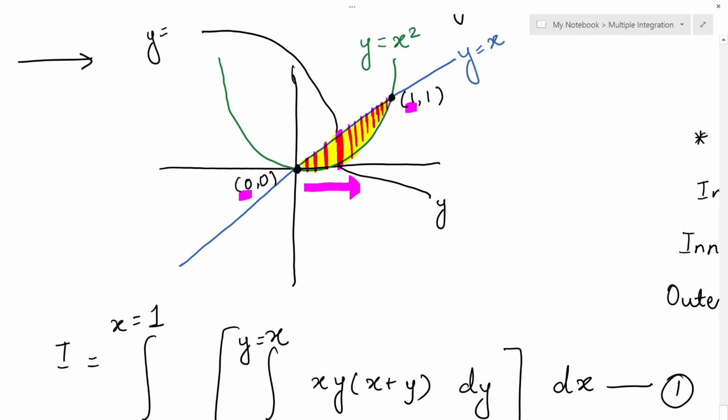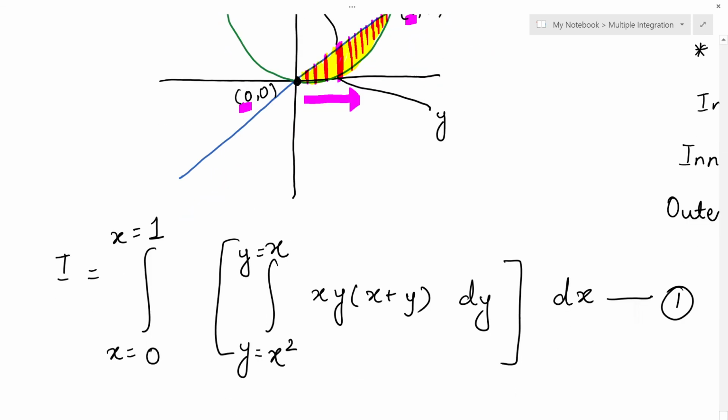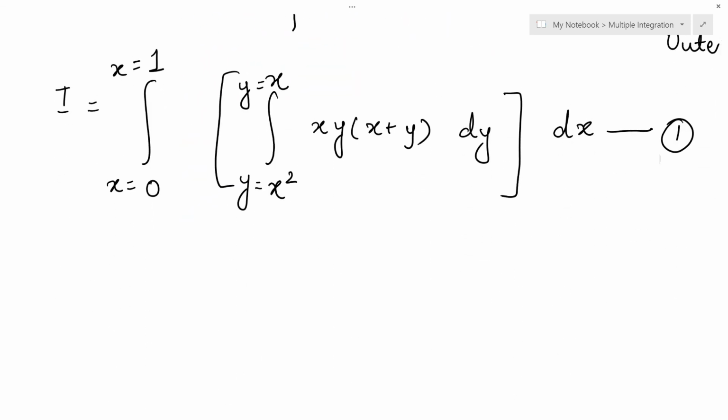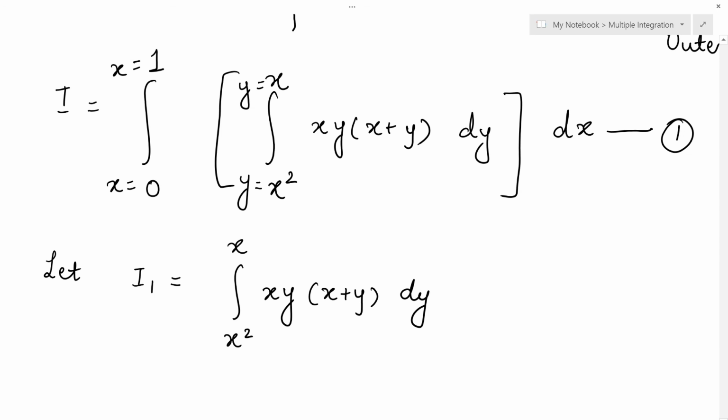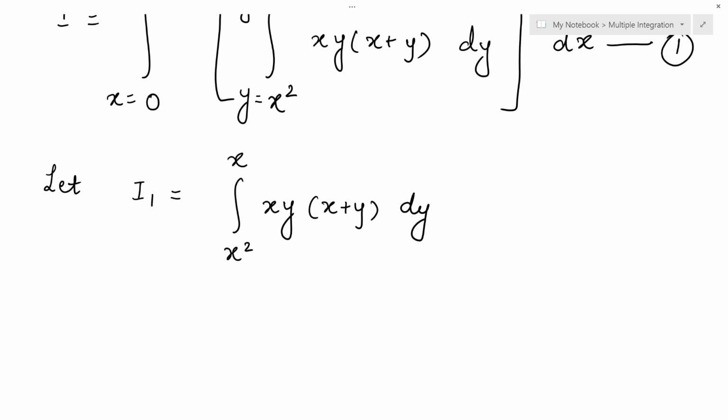Okay, same. So you are done with the vertical strip as well as horizontal strip. Now let us solve this integration. Integration is easy for you people. Let me consider this I1 as the integral of x square times (xy plus y) dy. Right, now x is a constant with respect to y. Let me take that outside and let me multiply these two terms.